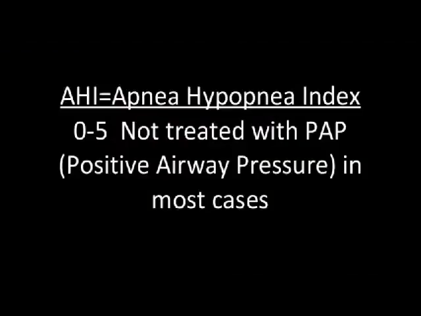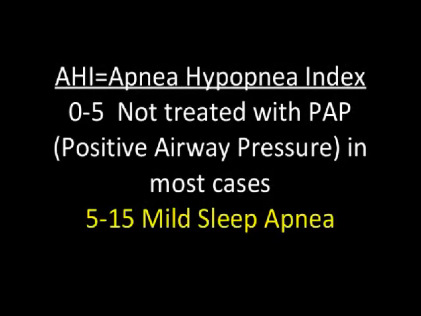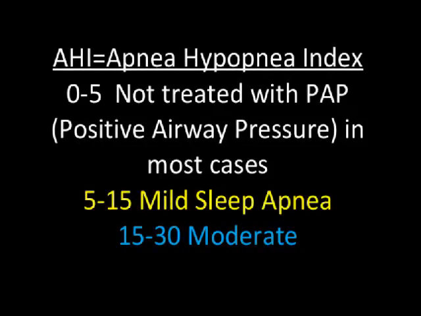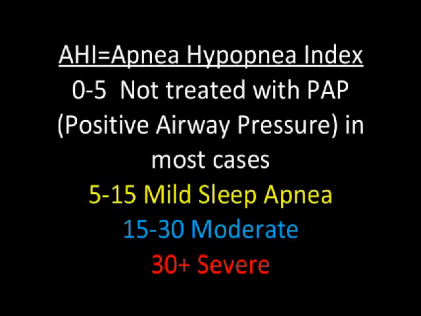An AHI of 0 through 5 is not treated normally unless there are other symptoms that the physician says, well, let's at least try CPAP, or let's try something to treat this and see if it can help relieve whatever symptom it is. An AHI of 5 to 15 is considered mild sleep apnea. An AHI of 15 to 30 is considered moderate sleep apnea. And then anyone that's greater than 30 is in the severe category.